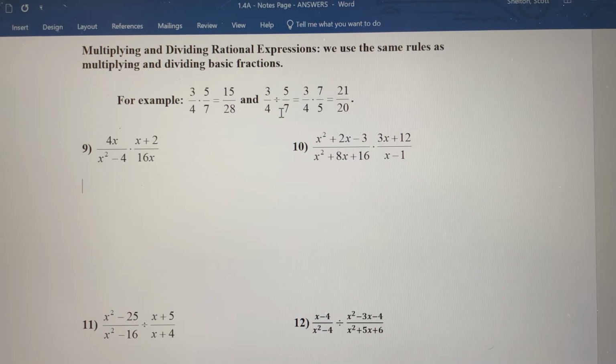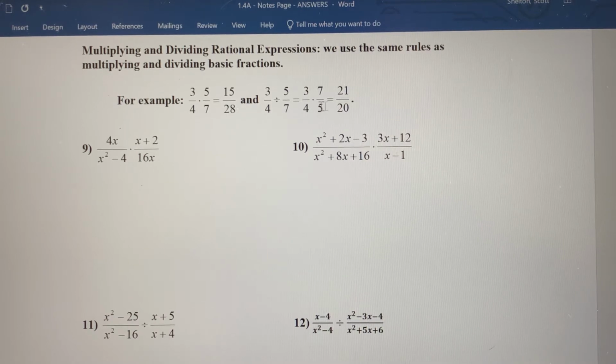When you divide fractions, we're just going to convert it to a multiplication problem, okay? So it's 3/4, which doesn't change. Remember, we changed division to multiplication, and we multiply by the reciprocal. So we're going to flip 5 over 7 and make it 7/5, okay? And then we use the same rule that we did before. Numerator times numerator gives me 21. Denominator times denominator gives me 20.